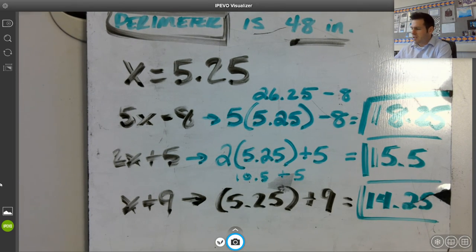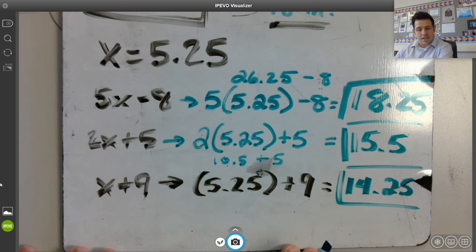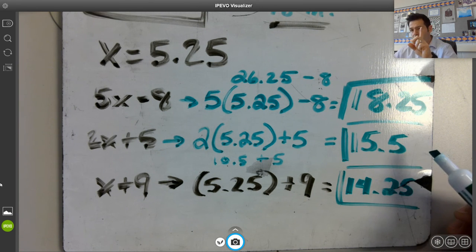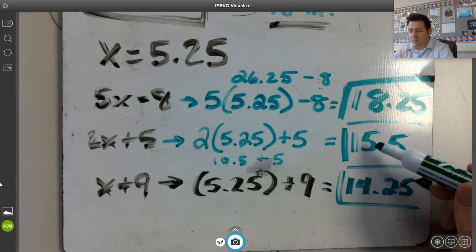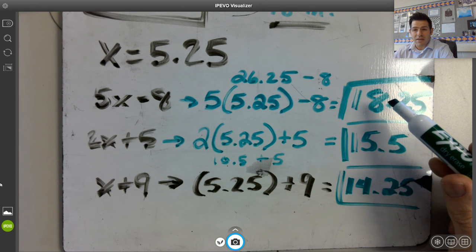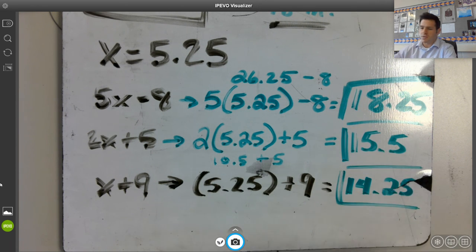Now, just to double check yourself, remember these 3 numbers here should add up to be 48 because adding up the 3 sides would give us the perimeter. 0.25, 0.25, and 0.5 would give us the number 1. 18, 15, and 14, if we add that together, 14, 15 is 29. 29 and 18 is 47. 47 plus that 1 we have to carry would be 48. So we have 3 good side lengths there, the 3 side lengths of our triangle, 14.25, 15.5, and 18.25.